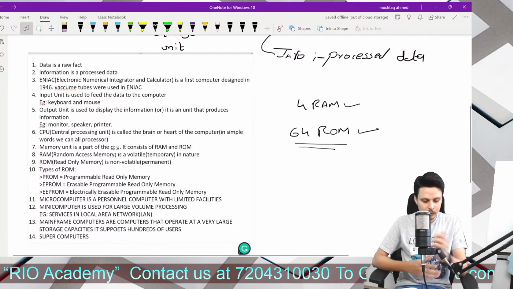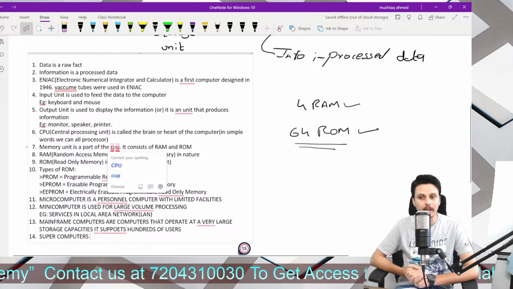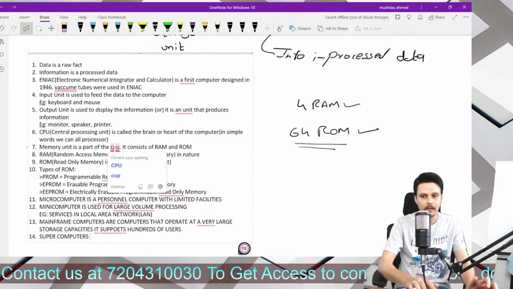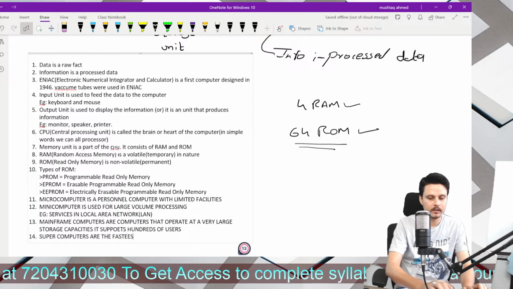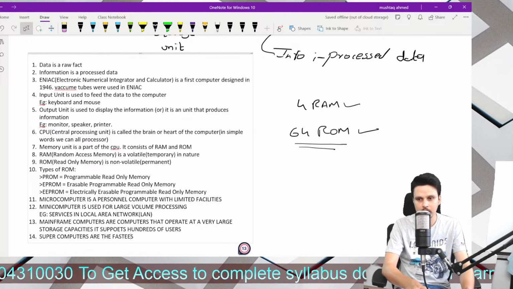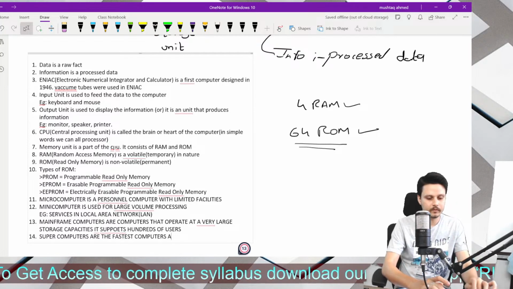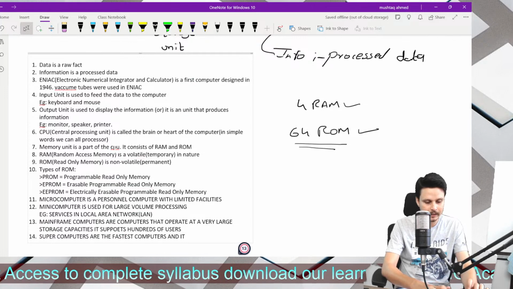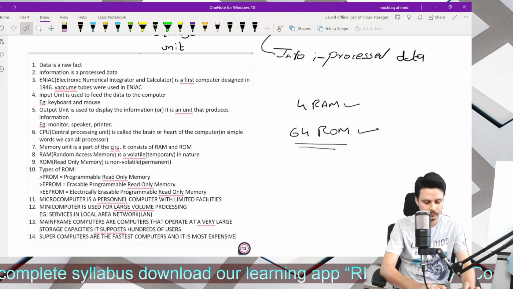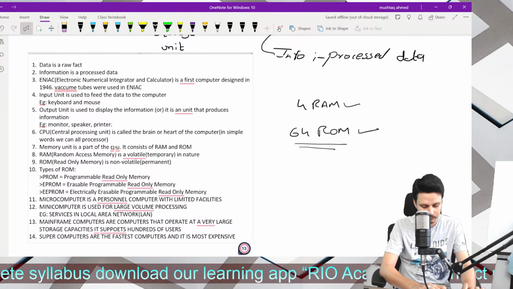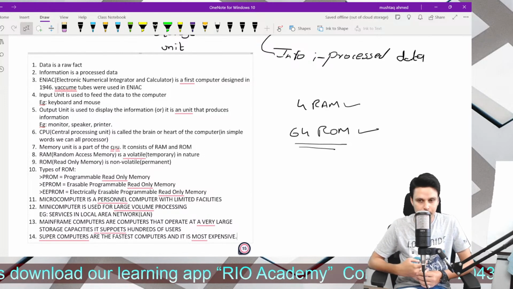So next comes supercomputers. Supercomputers are the fastest computers and it is more expensive than the previous computers. Supercomputers are the fastest computers and it is most expensive.